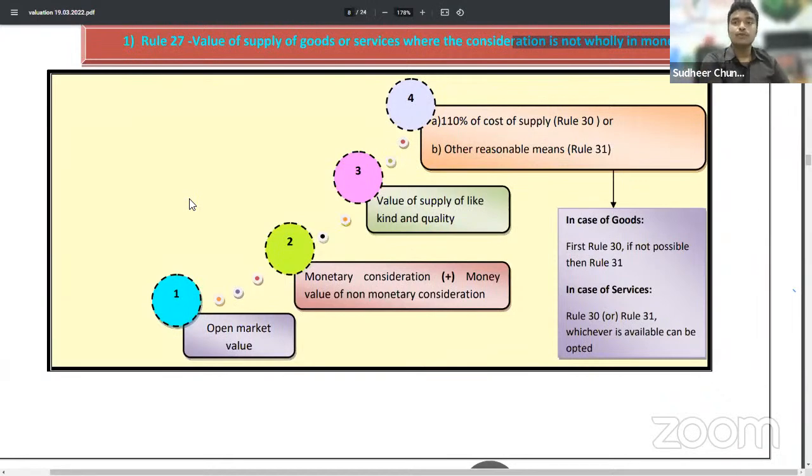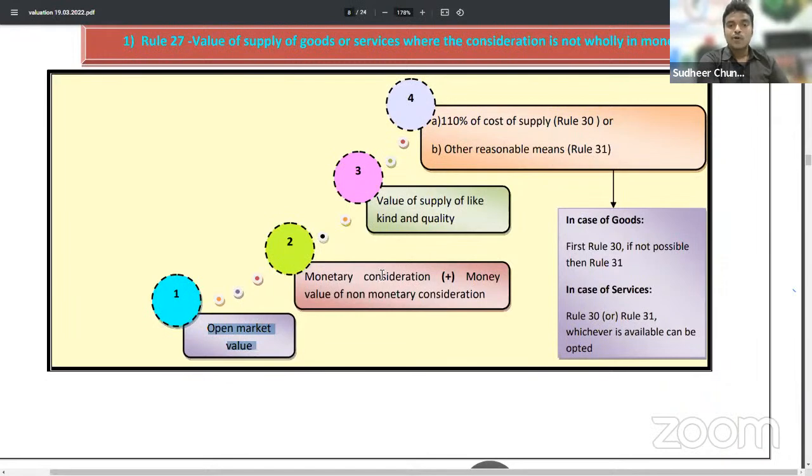Then what we need to do? First preference must be given to the open market value. The same mobile, if it was sold to other person, what is the open market value? 40,000. So we have to pay GST on 40,000 only. Sir, if open market value is not available, this is a new kind of mobile where open market price is not available. Then what we need to see?